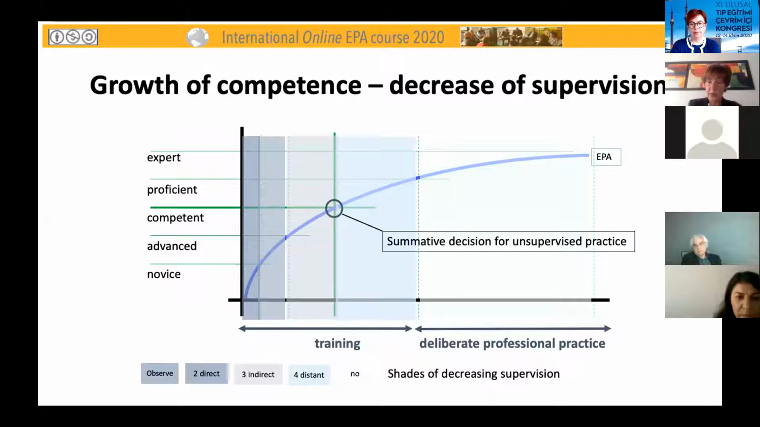Now, what I want you to see in this example is that the summative decision for unsupervised practice is when the resident is still in training. So that means that the resident has a period of time during his residency training that he can do a task with his own responsibility and experience what it means to have your own responsibility.